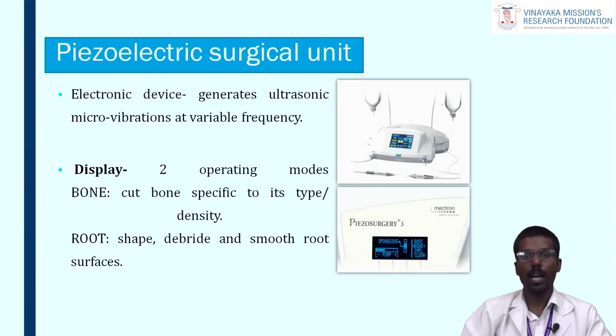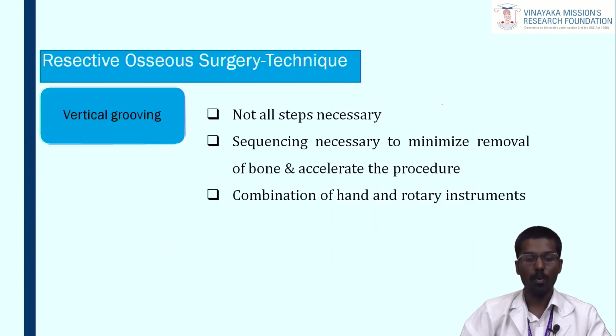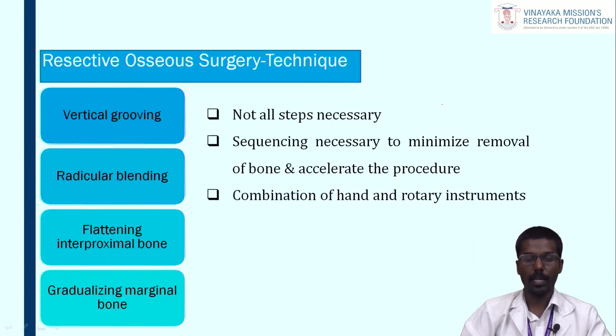Now coming on to the other equipment, known as the piezoelectric surgical device, there are usually two modes. One is to cut the bone, the next one is to work on the root surfaces. This is the electronic device which generates ultrasonic micro vibrations at a variable frequency. It won't cut the soft tissue, it is going to operate only on the hard tissue, which is the safest part of this equipment.